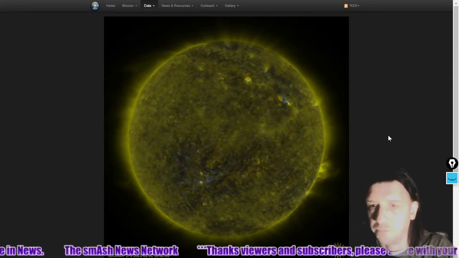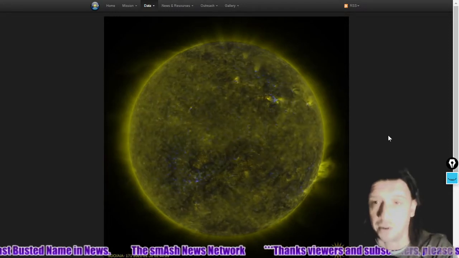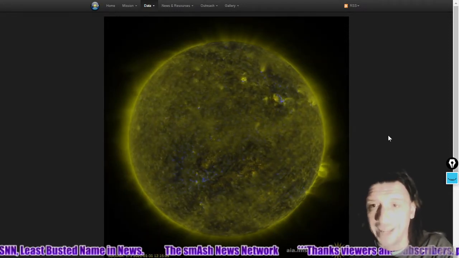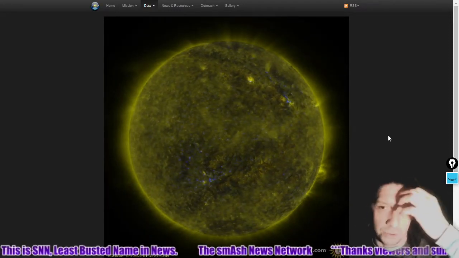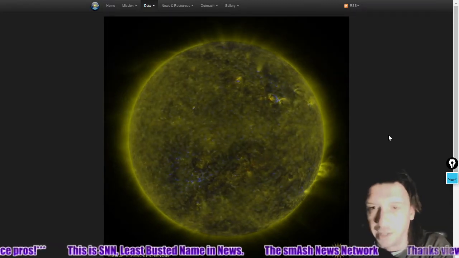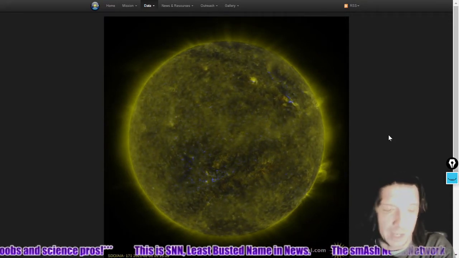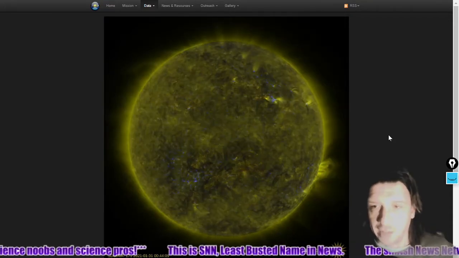Here's another view. This is the colorized magnetogram as well as 171 angstroms. It gives you some great insight into two different aspects of the sun, the magnetic fields, as well as the UV emission spectra of ionized iron.